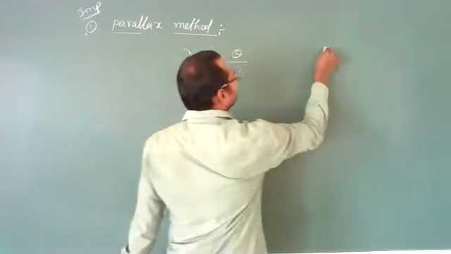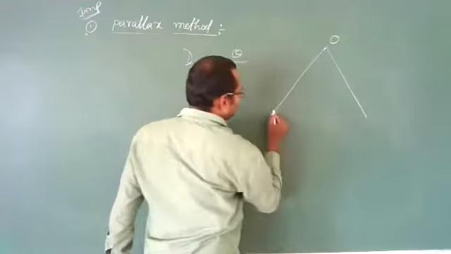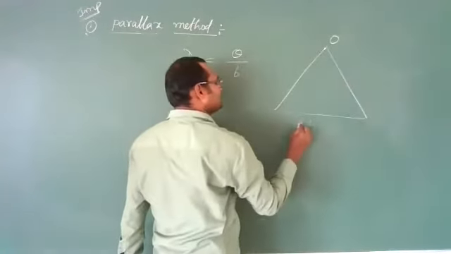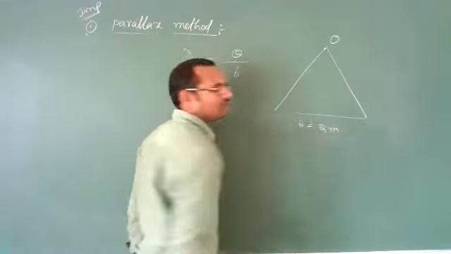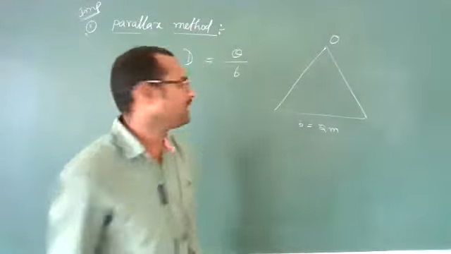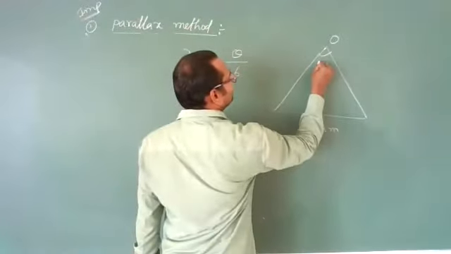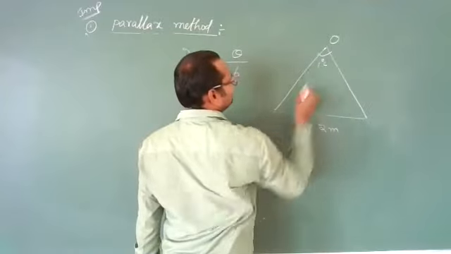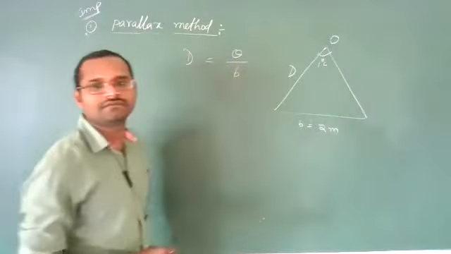Okay, I will give you an example. This is the observation point. This is the basis. Let us say the basis is equal to 2 meters. How much? 2 meters. And the angle given here, let us take 1 degree. Then what is capital D?